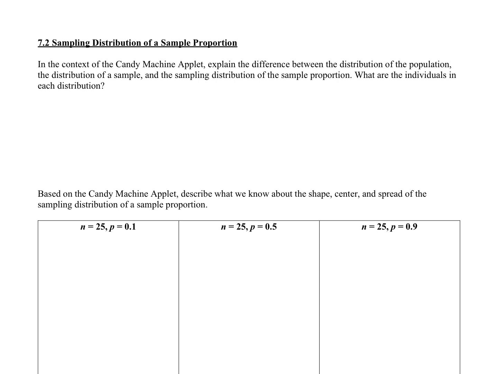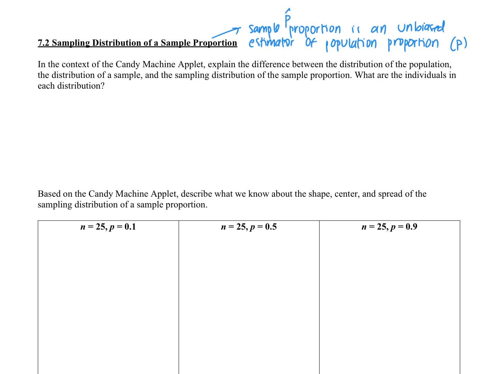So I want us to write down a few things. First thing we know is that sample proportion is an unbiased estimator of population proportion. And just symbolically, population proportion is P, sample proportion is P hat. So we are going to focus on proportion, and then later we're going to focus on mean.